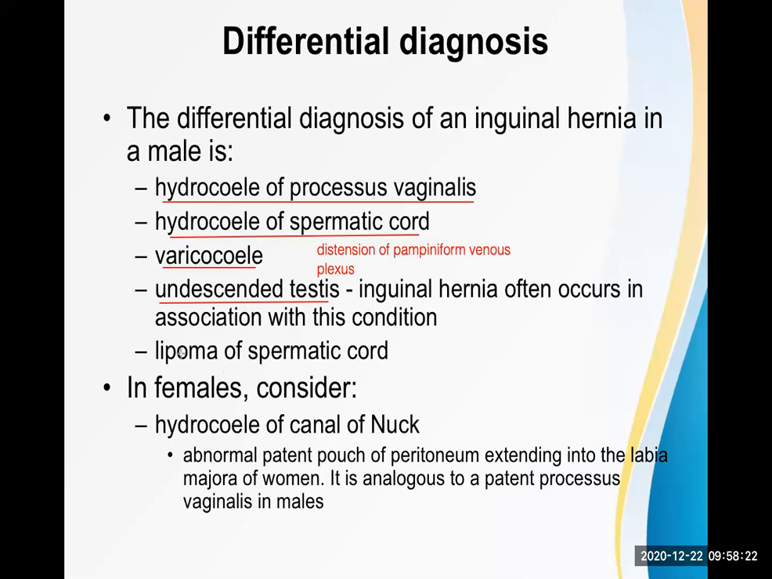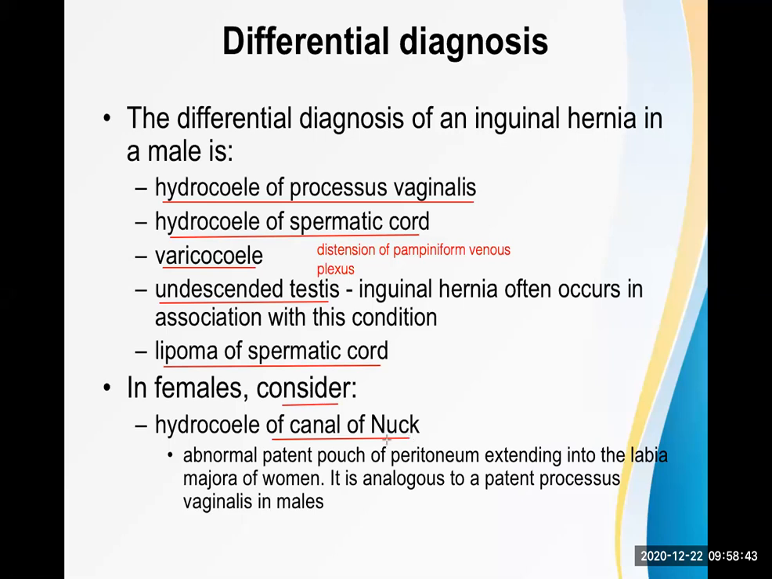Now, another one is lipoma of the spermatic cord. Lipoma is a tumor, is a benign tumor which originates from adipose tissue. So these are some of the differential diagnoses. Now, in female, consider hydrocele of canal of Nuck. Okay, hydrocele of canal of Nuck.